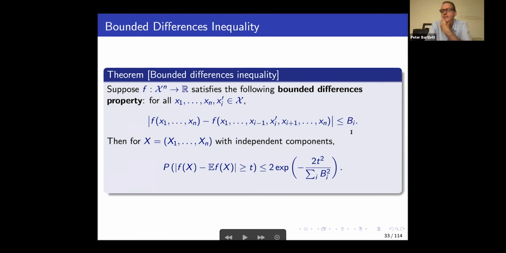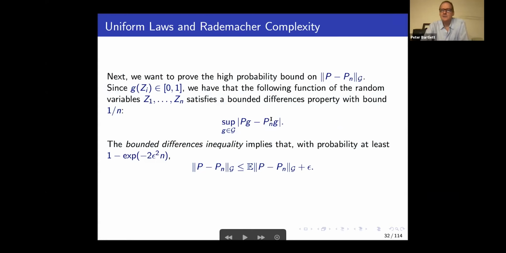So if these are big numbers, you have a weak result here. But if they're pretty small, and in our case, they're like 1 over n, right? So we get a sum of 1 over n squareds. There are n of them, so that's a 1 over n. So we get an e to the minus n times t squared in this term. So that's something that as n grows goes down to 0 like e to the minus n for any fixed t.